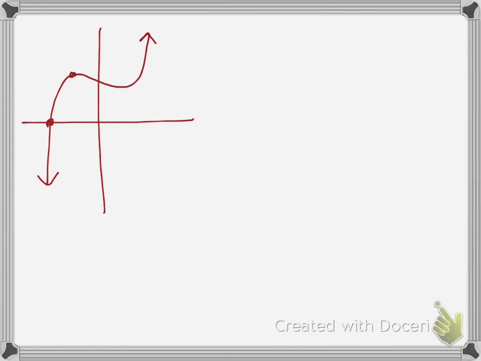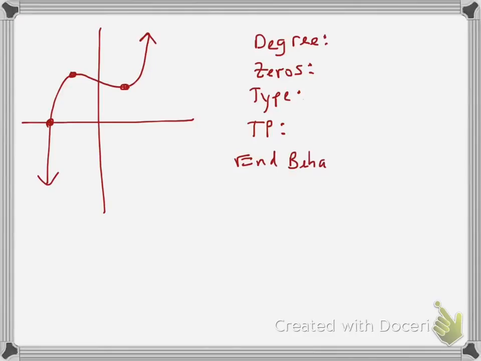Once again, I'm going to identify some important pieces of information from the graph. Still going to try and find our degree, our zeros, the type that we're working with, our turning points, and then, of course, our end behavior. You're probably thinking, how many zeros does it have? Well, don't worry about zeros. Look at the turning points. Here's a turning point, it changed direction. Here's another turning point, it changed direction. I increased, I stopped, I started to decrease, I stopped, and I went back to increasing. So I have 2 turning points.